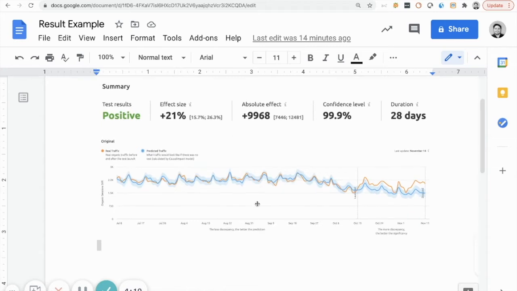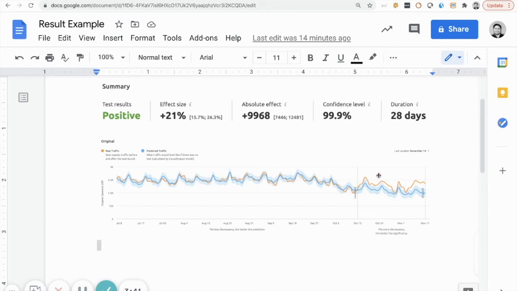This graph below illustrates what actually happened during the test. The before period, so before launch, shows the real traffic and the predicted traffic and how they interact. In an ideal world, we want the real traffic and the predicted traffic, the model's traffic, to intersect. So we want the blue line and the orange line to be as exact as possible. And then after the launch date, we want the orange line and the blue line to be as far away as possible, either positively or negatively.